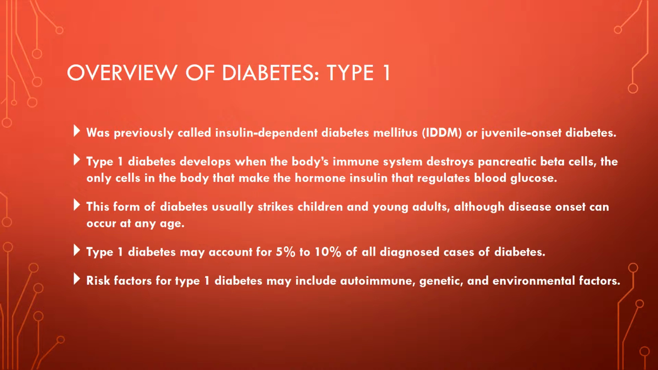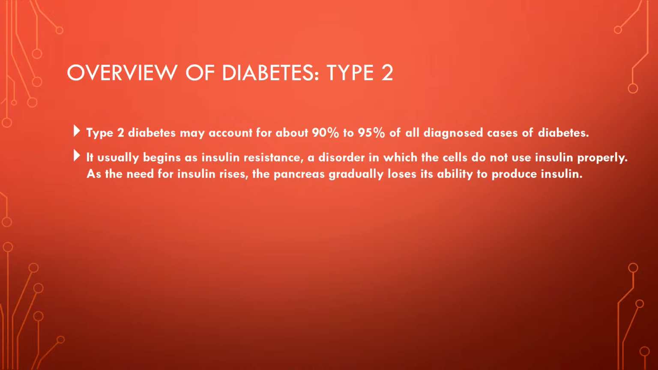It's really poorly understood what causes type 1 diabetes, but risk factors may be autoimmune or genetic factors. To some degree, type 1 diabetes runs in families, although it's certainly not guaranteed. And then there are some environmental factors that are thought to be related, but we really don't understand what causes it. Type 2 diabetes is much more common, and therefore it's much more well understood.